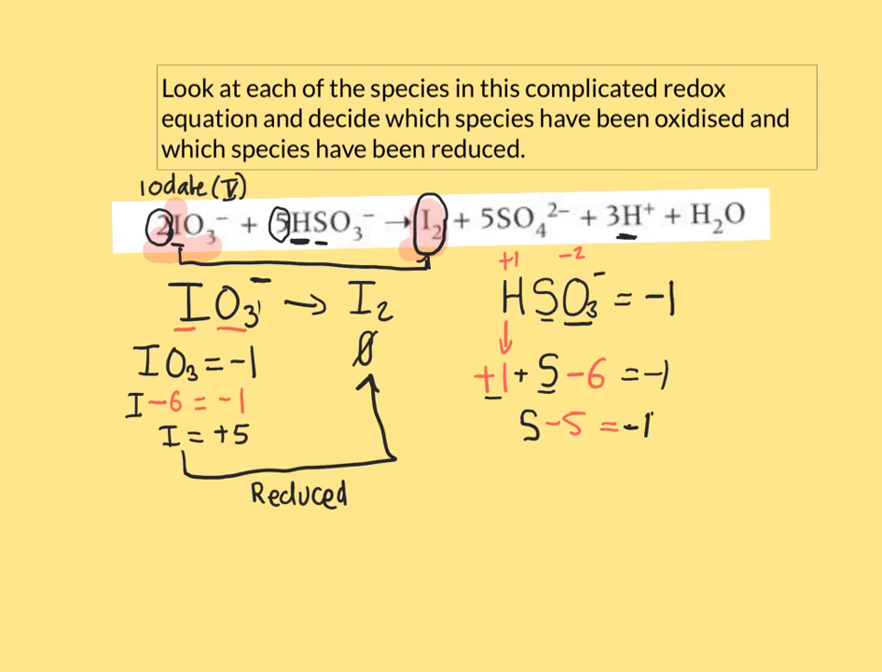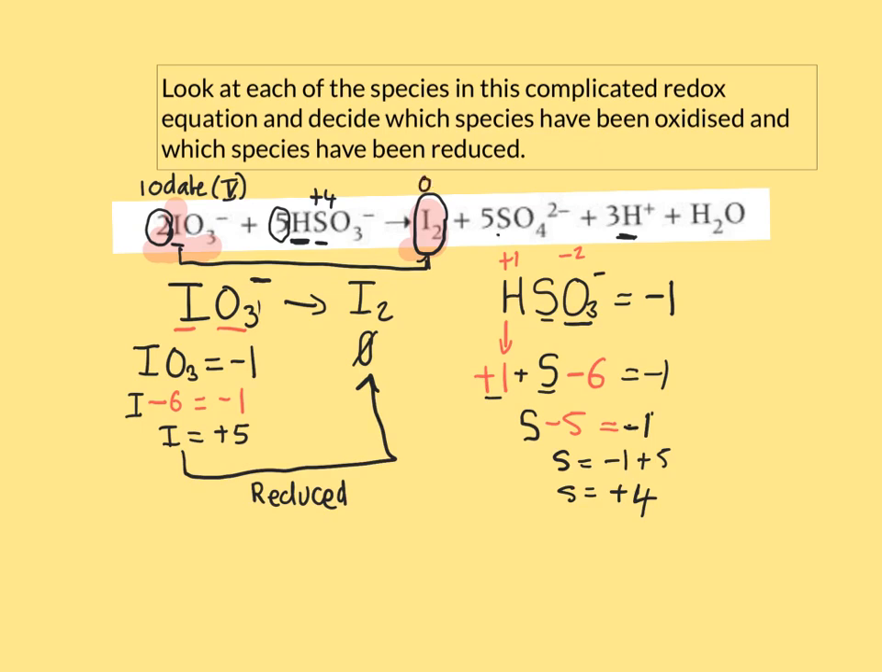Let's now add 5 to both sides, and sulfur has got an oxidation state of +4. So let's write that over the sulfur in this hydrogen sulfite ion here. That's going to be +4. So we've now established that iodine over here is 0.